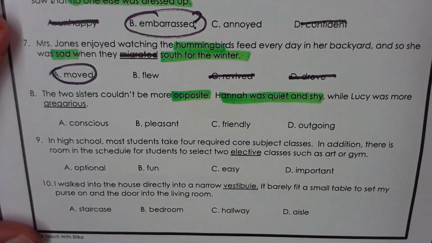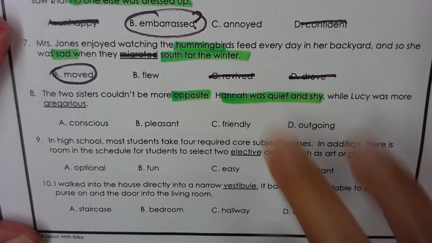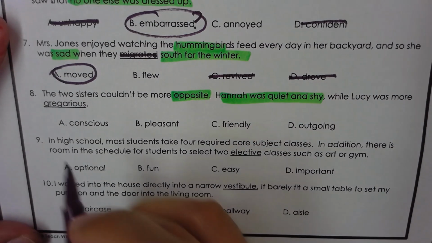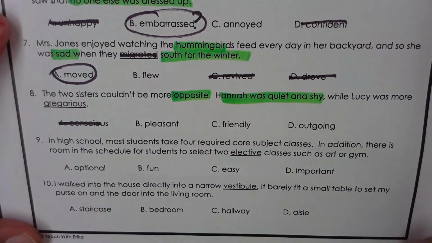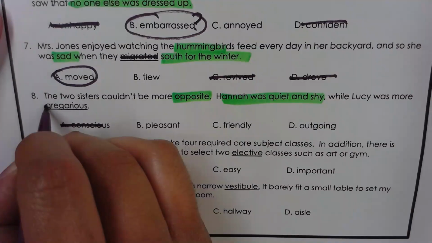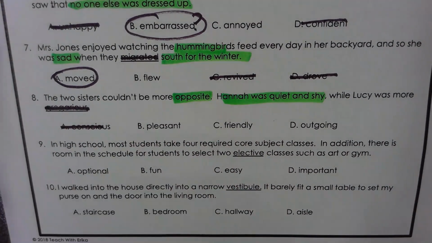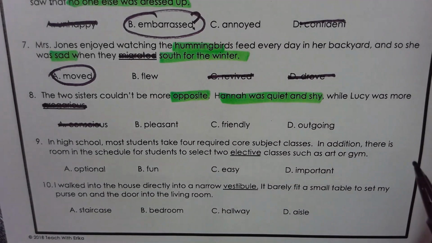Conscious means like you're thinking about the situation, you're going to think before you do something, meaning more of a personality like Hannah's, being quiet and shy. So it's not going to be A. Our strategy that we have to use to figure out what the word gregarious means, we cross out that word. It's okay to not know it. Good readers plug them in and check the context clues to see if it fits the sentence and how it's being used.